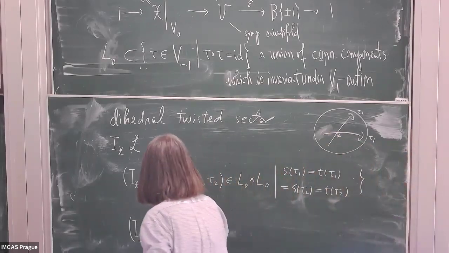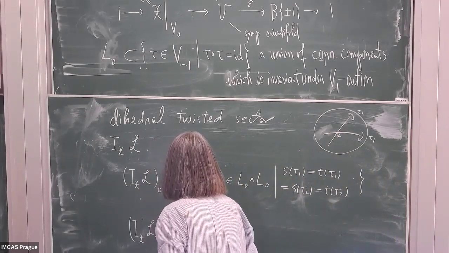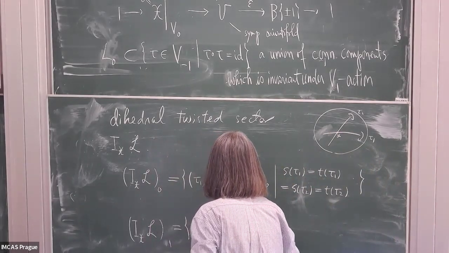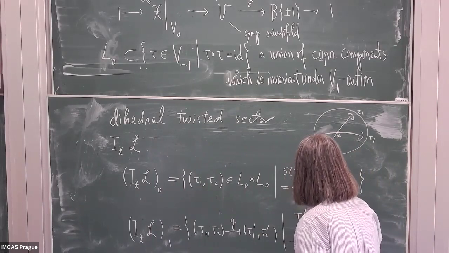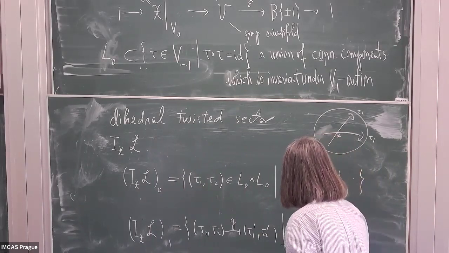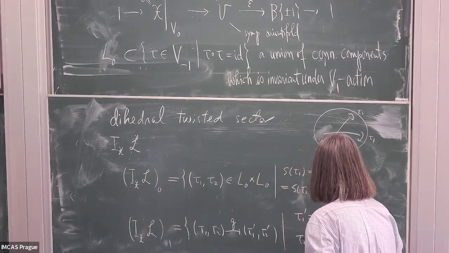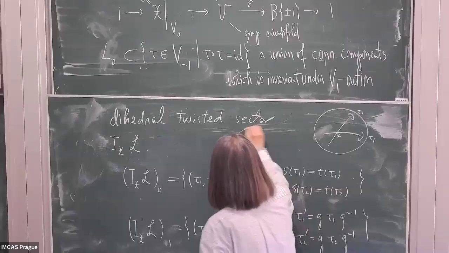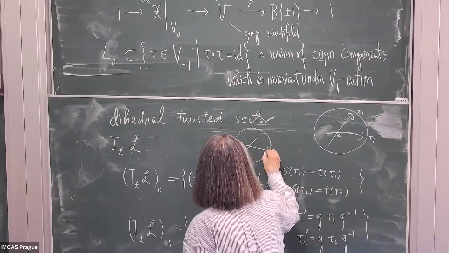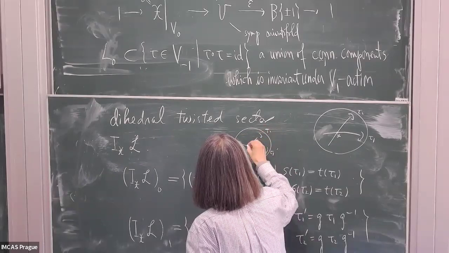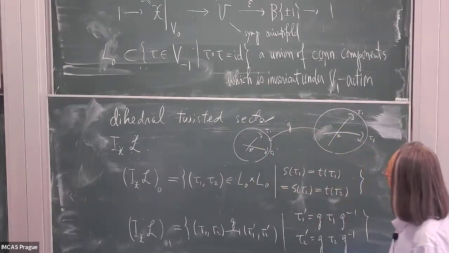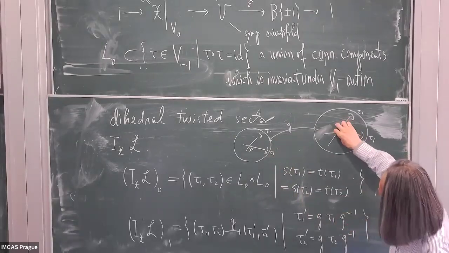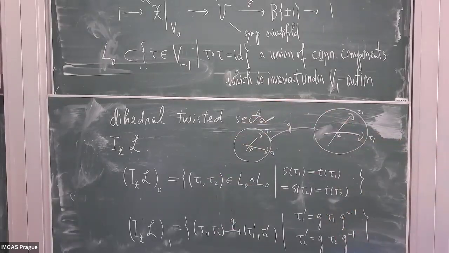Then tau1, tau2 go to tau1 prime, tau2 prime, by g. So this is the same thing: tau1 prime is equal to g tau1 g inverse, and tau2 prime is equal to g tau2 g inverse. Namely, I have another picture like this, tau1 prime and tau2 prime, and this is x prime, say. And then there is some arrow, some morphism, which sends this picture to that picture. So this is one. And why do I call it the heterotwisted sector?